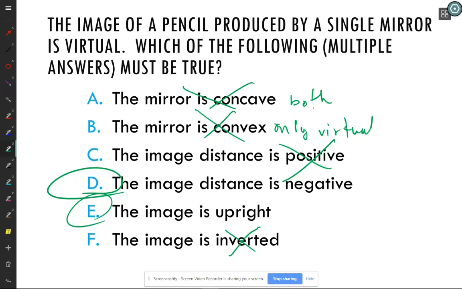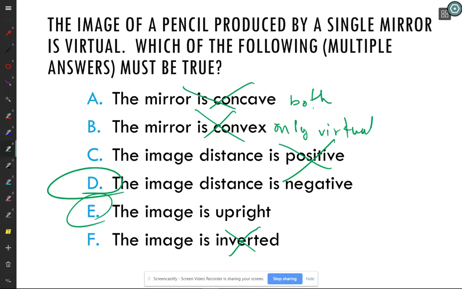So without having any numbers here, the fact that it was virtual tells me that it's located on the other side of my mirror, since it was a mirror, with a negative focal length or negative image distance, and that it's upright. First trace, then mirror.